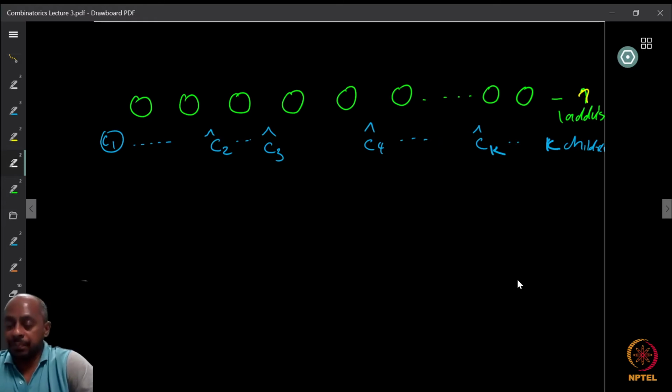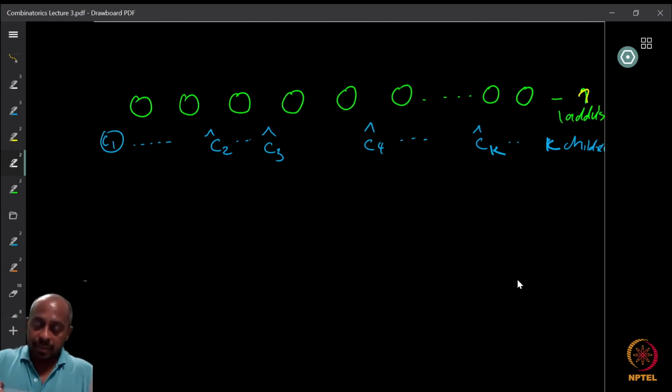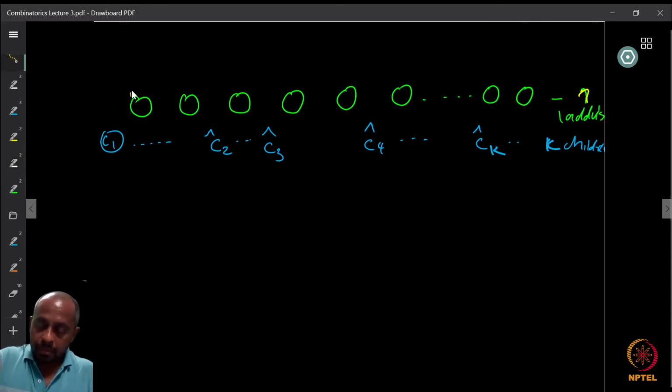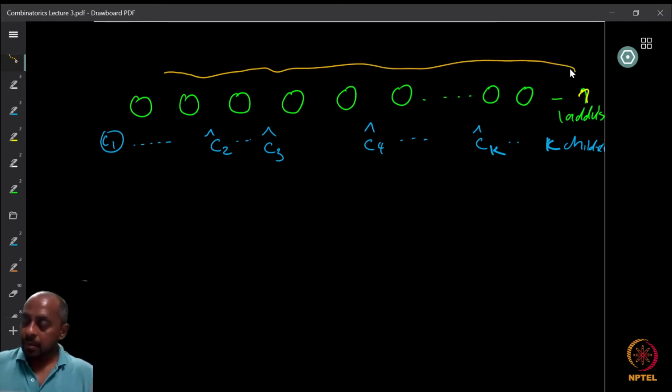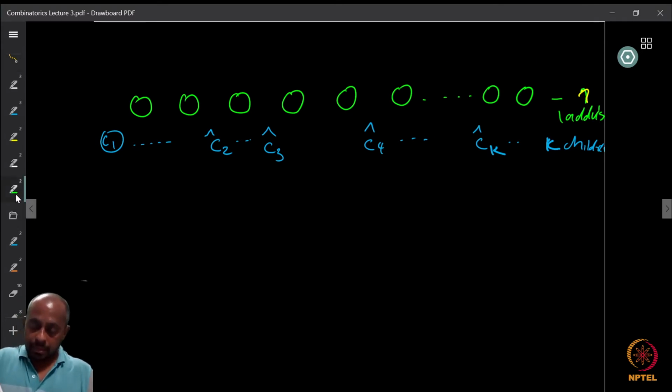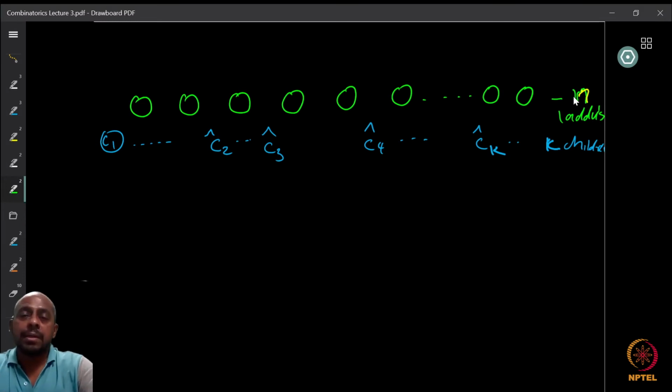Let us assume that there is a hall where the children are waiting, and there is a table where all these laddus are kept in a line. So we have these laddus kept in a line: laddu 1, 2, 3, etc. All the n possible laddus are there. This is supposed to be n. Now they are kept in a straight line.